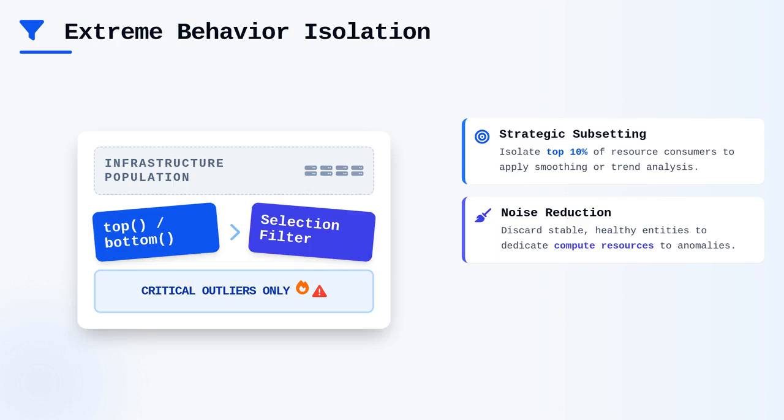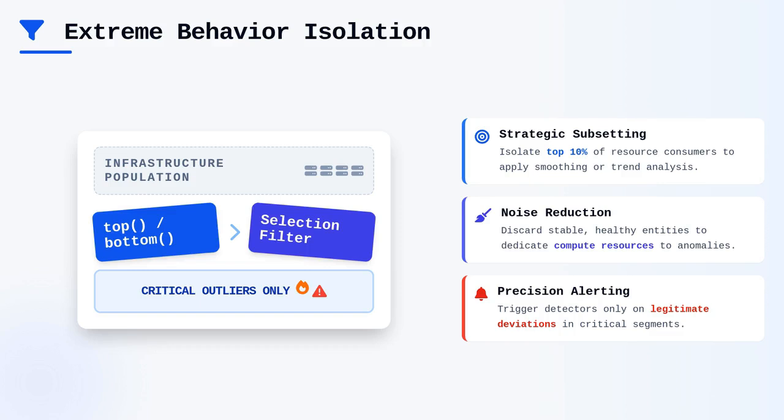By wrapping our signal in a function like top or bottom, we discard the noise of stable, healthy entities and dedicate our compute resources to the signals that demonstrate anomalous resource consumption. This is not merely about visualization, but about ensuring that our subsequent detectors and alerts are triggered only by legitimate deviations within the most critical segments of our infrastructure population.